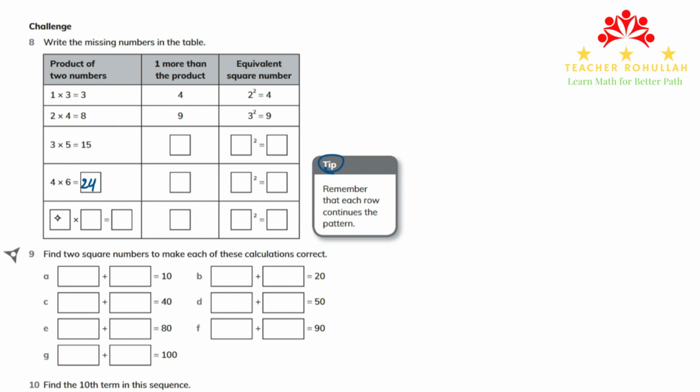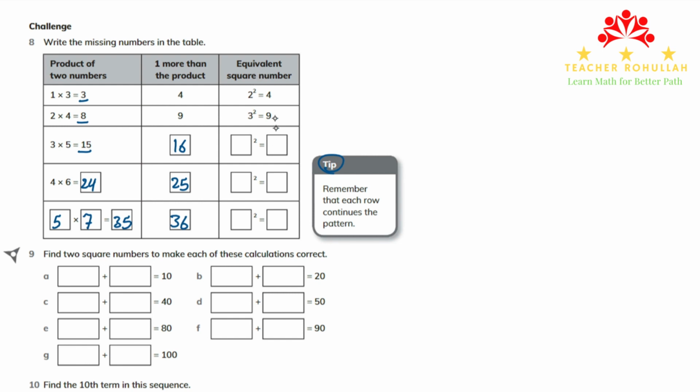The same way, we can increase this one by 1. This becomes 5, and this becomes 7. 5 times 7 is 35. In the next column, we have 1 more than the product. The product here is 3. 1 more than 3 is 4. The product here is 8, and 1 more than 8 is 9. The product here is 15, and 1 more than 15 is 16. The product here is 24, and 1 more than 24 is 25. The product here is 35, and 1 more than 35 is 36.